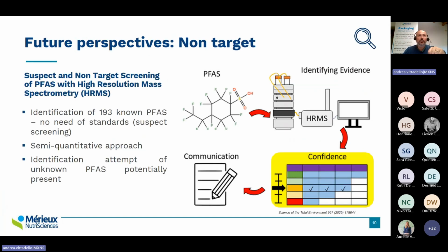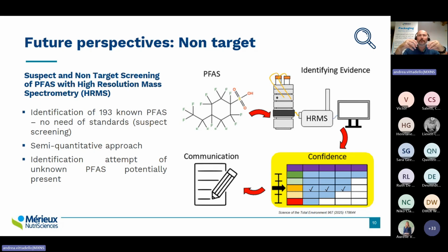The next step that we are already doing, especially in some matrices like water or some kinds of special packaging that may release into the water, is non-target screening. Again, the number of PFAS is potentially 10,000. Even if you enlarge your list of targets to hundreds, the risk is that you will not cover what could be PFAS that you don't know well. Therefore, non-target analysis on the packaging release, on the water, or on another matrix is the future.